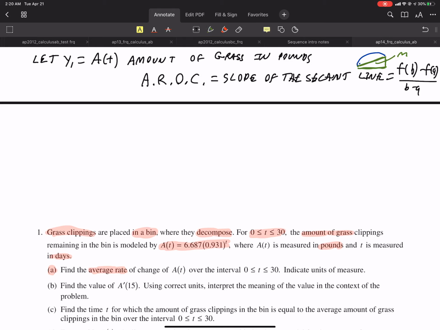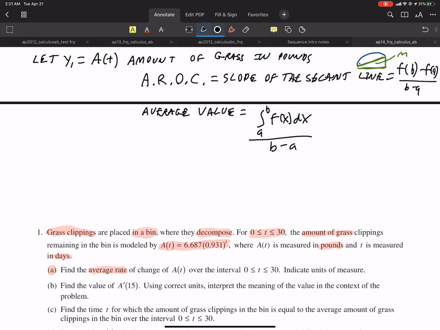Now the other thing that you'll be asked for sometimes is just the average value. It's not a rate of change. It's not change in y over change in x. It's just the actual value. This comes from the mean value theorem for integration. But you have to know this formula. So you integrate from a to b your function, and you divide it by the width. And that's it. That's just the formula you have to know.